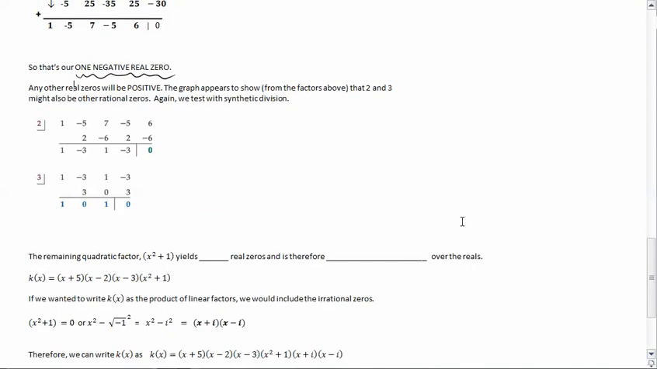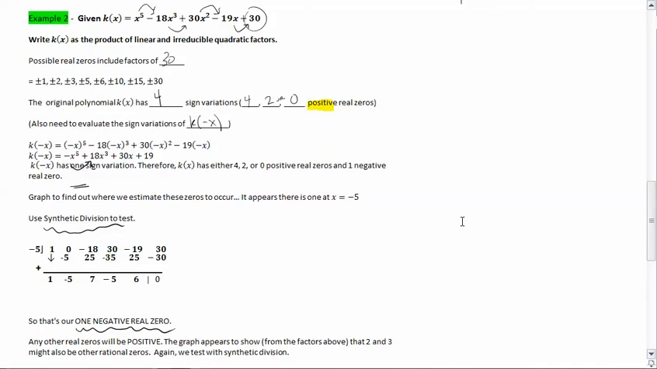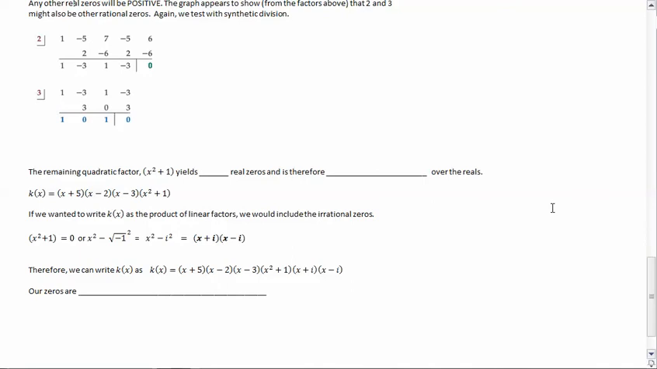The graph appears to show from the factors above that 2 and 3 might also be rational zeros. But again, we need to test that with synthetic division. We plug in 2 for synthetic division, we get a remainder of 0. We plug in 3, we get a remainder of 0, which means both 2 and 3 are positive real zeros. But we have a remaining quadratic factor, right? Because we started with an x to the 5th. So we need our remaining quadratic factor, which is x squared plus 1, that's going to yield no real zeros.